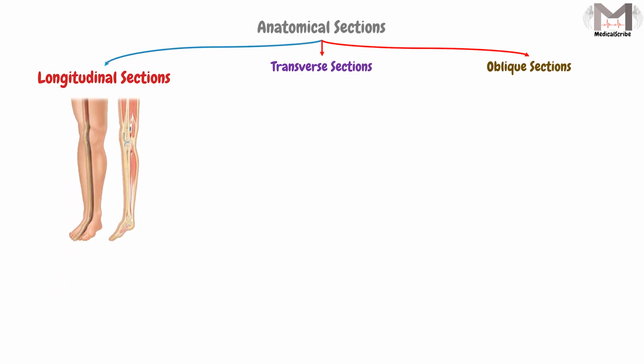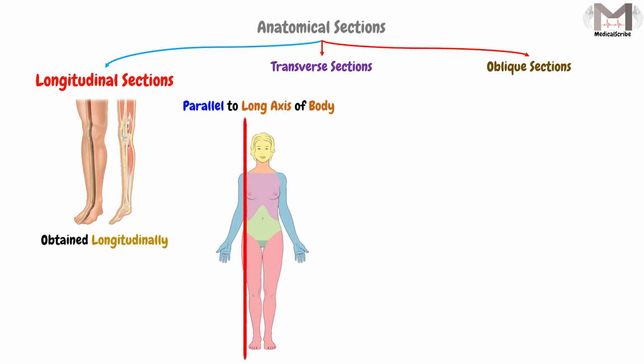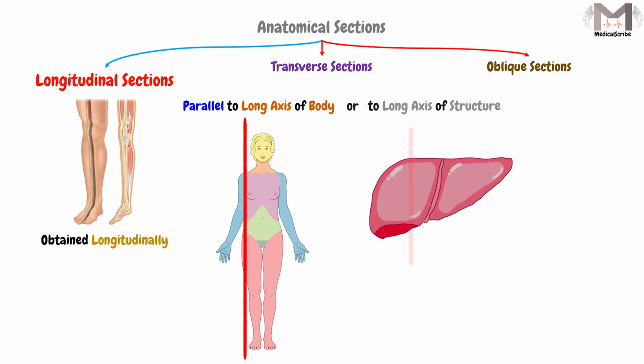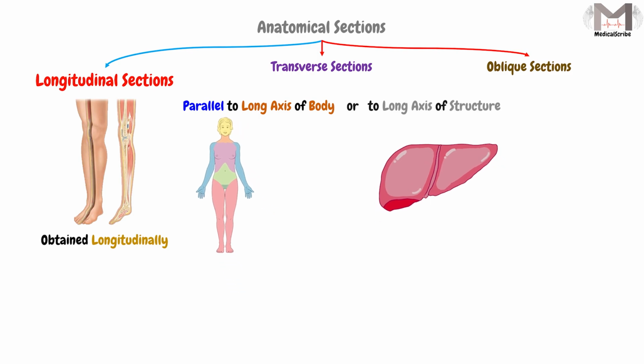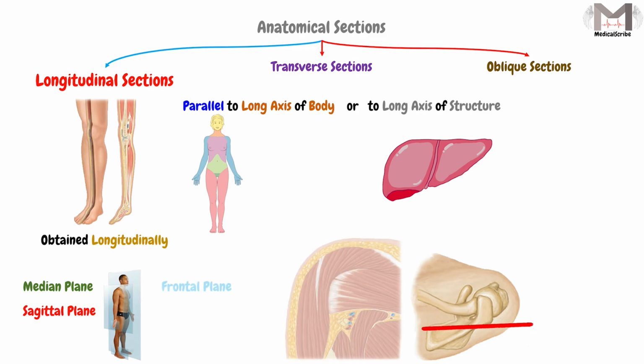The first type is the longitudinal section. This section is obtained longitudinally, or parallel to the long axis of the body. And not just the body, it may be obtained through the body or through a structure. That means the section is either parallel to the long axis of the body or parallel to the long axis of the specific structure. And we commonly obtain these sections in the median plane, or in the sagittal plane, or in the frontal plane. That's what is common.